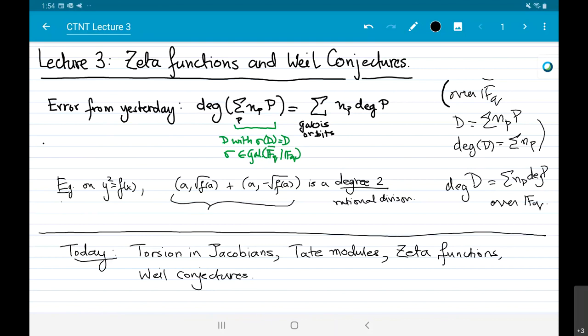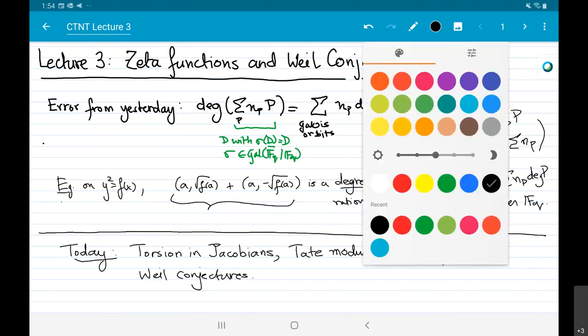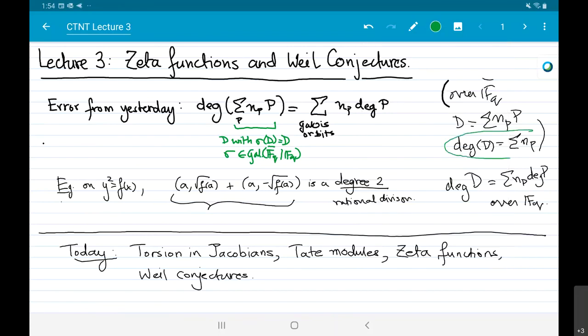You can just use this particular definition, if you like, over the algebraic closure. So if you want to think about the degree of the divisor, and your divisor is defined over F_q, either you can ask what is the degree of this over the algebraic closure, or you can take points, divide them into Galois orbits, and then use this definition of degree.